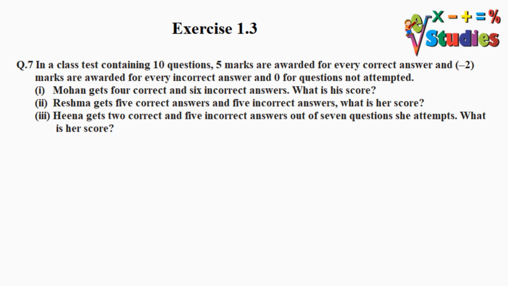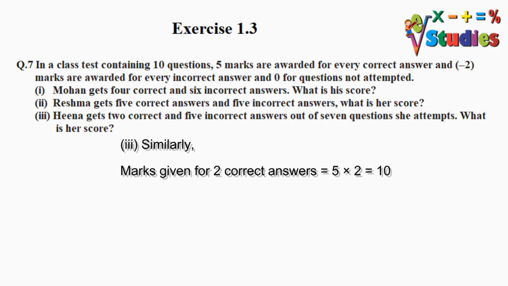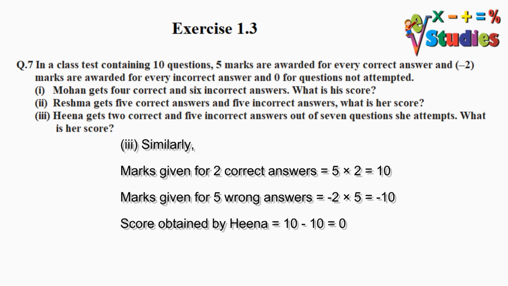Hina gets 2 correct and 5 incorrect answers out of 7 questions she attempts. What is her score? Similarly, marks given for 2 correct answers is equal to 5 multiplied by 2, which is 10. Whereas for the wrong answers, she is losing 10 marks, which is negative 2 multiplied by 5. Hence, the total score obtained by Hina is 10 minus 10, which is equal to 0.